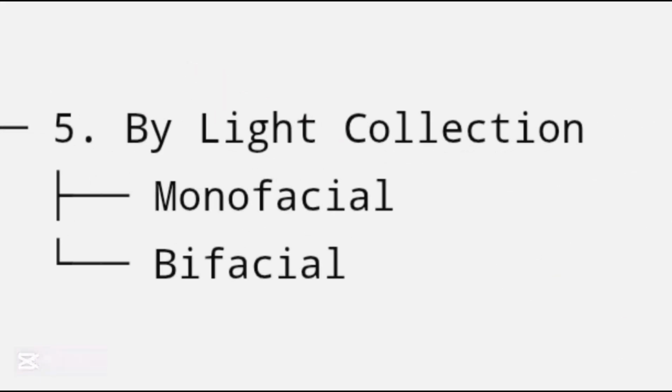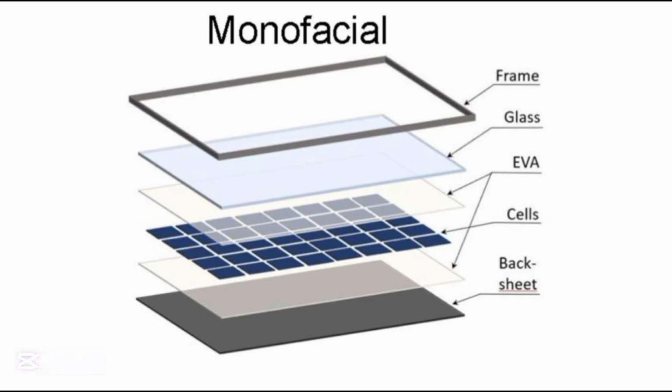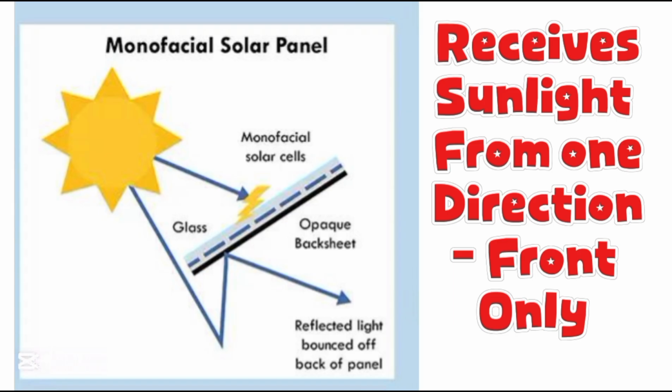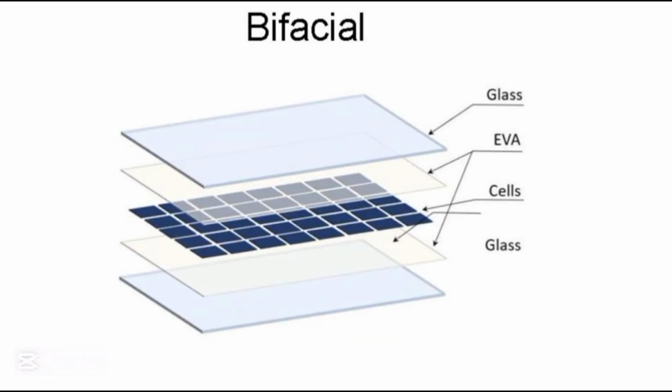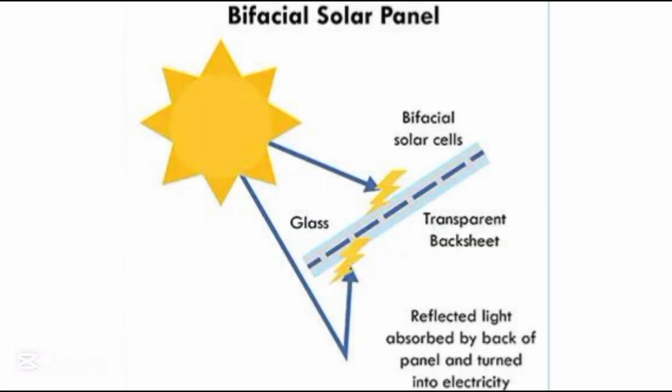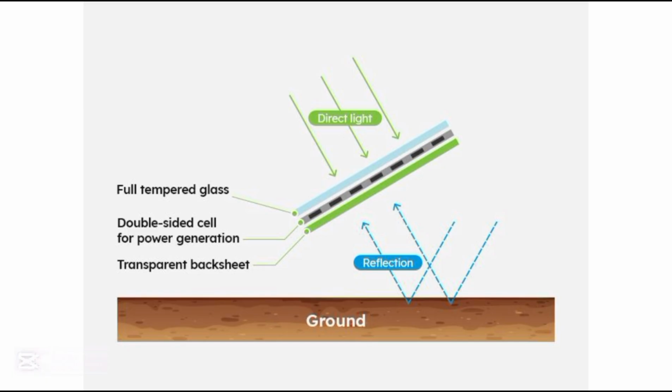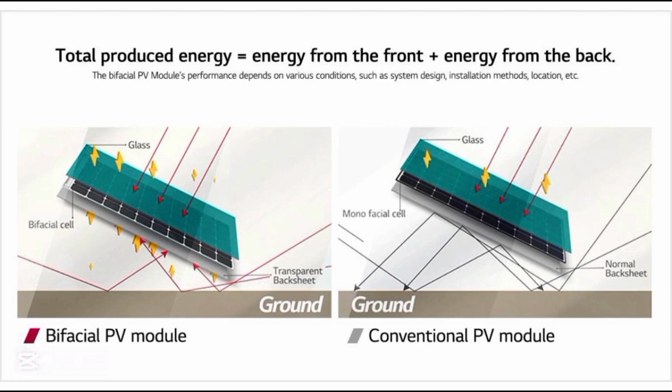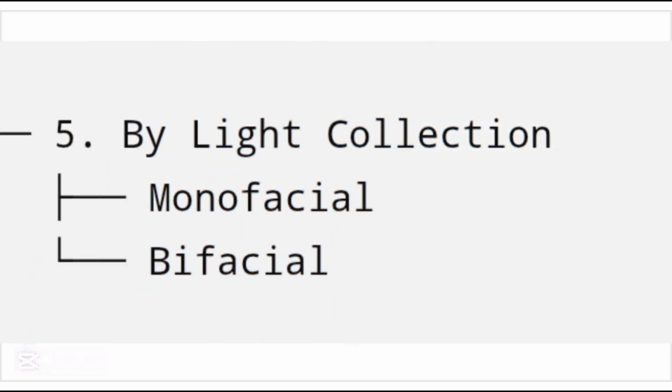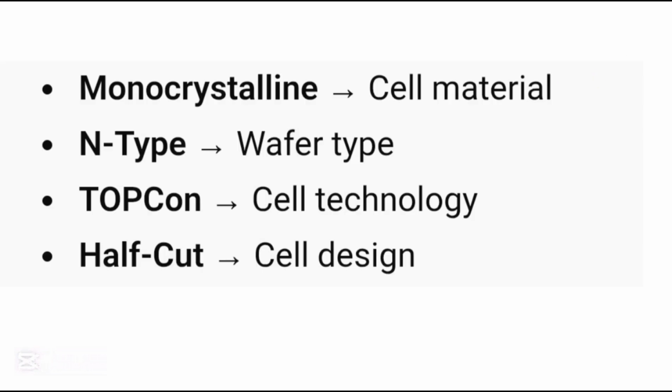There is also another category based on how the panel collects sunlight. A monofacial panel generates electricity only from its front surface, while a bifacial panel can generate electricity from both its front and rear surfaces by capturing reflected sunlight. Again, this classification is completely different from whether the panel is monocrystalline, TOPCon, or half-cut.